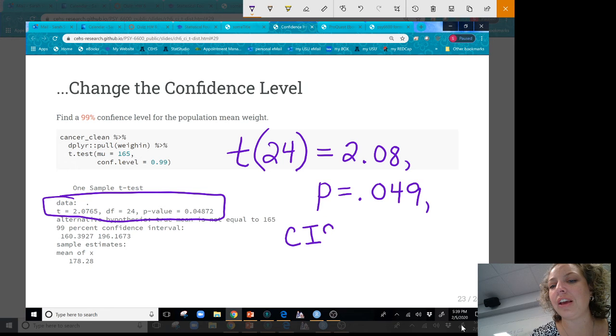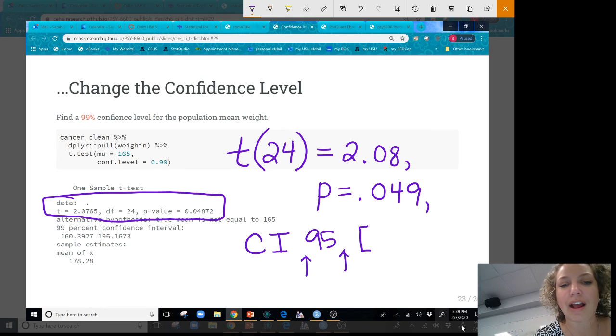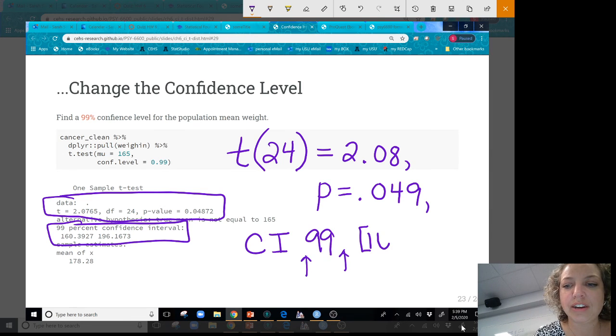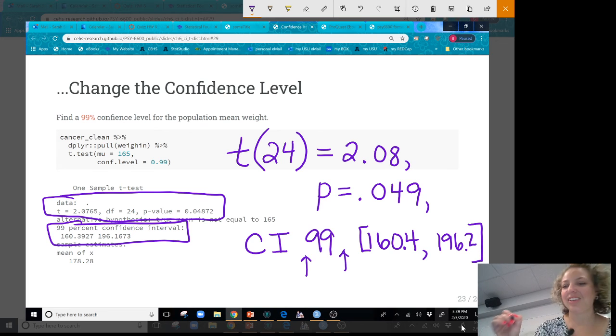And you do CI, 99, then a space, and then square bracket, and here's, oh, but this one's a 99% confidence interval, 1, 6, 0, and we usually go one less decimal place. Like that.